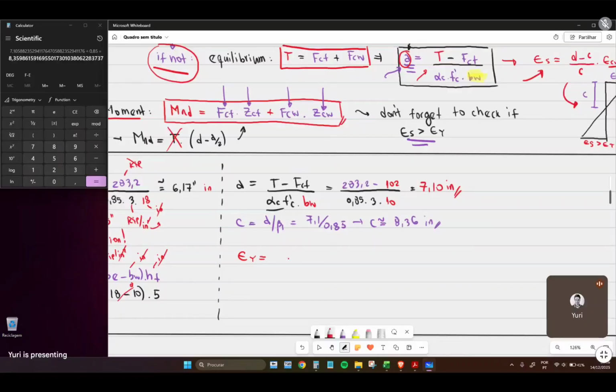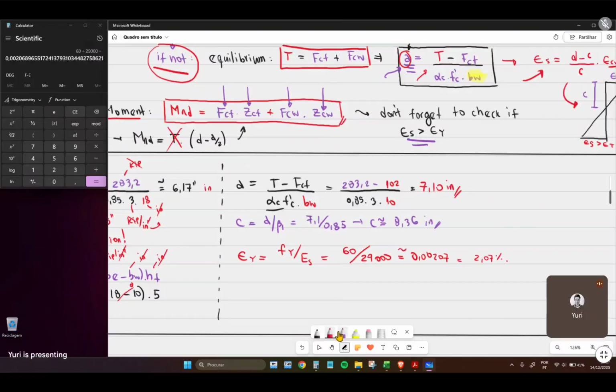Deformation of yielding is always the steel strength divided by the modulus of elasticity of the steel. The steel strength is a 60 ksi steel, and the modulus of elasticity, usually for reinforcing steel, is 29,000. So just to remember, this is going to be 60 divided by 29,000, around 0.00207, which is 2.07 per 1,000.